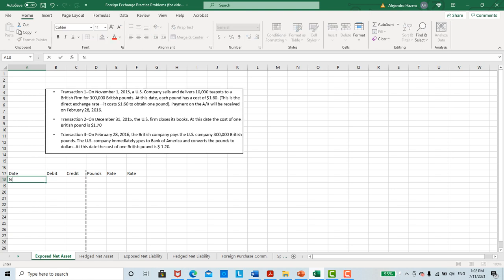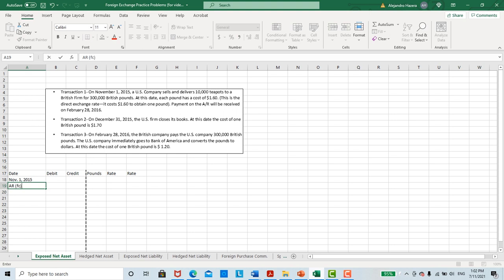Okay, let's put the date in. The first date is November 1, 2015. Okay, and we'll put the accounts here too. This is just a regular credit sale of something. So it's going to be debit account receivable, credit sales revenue.